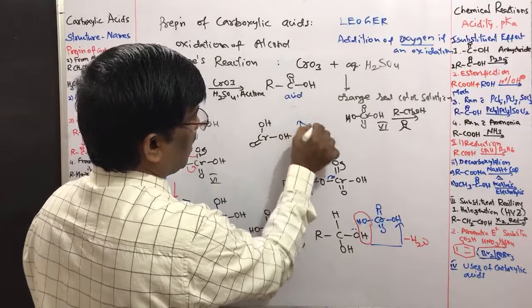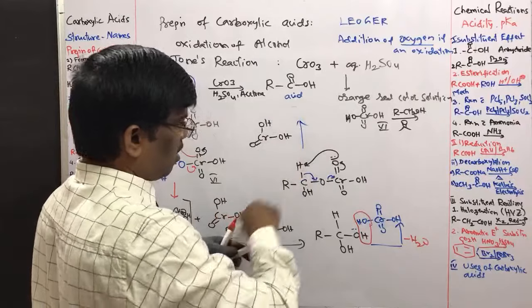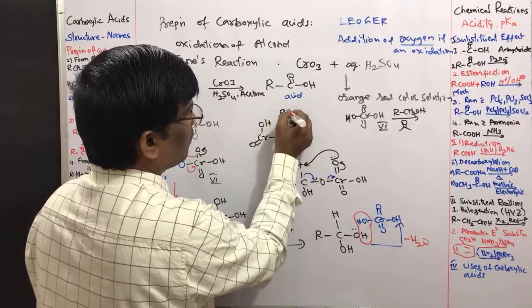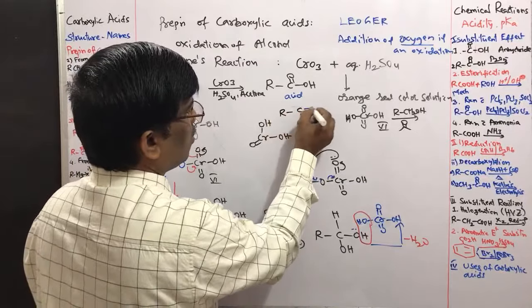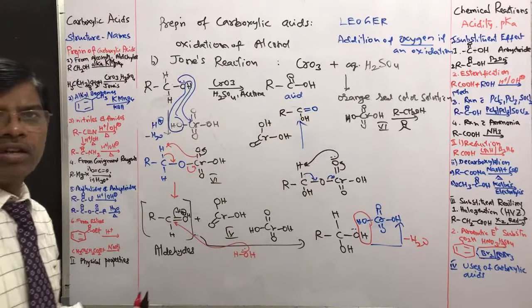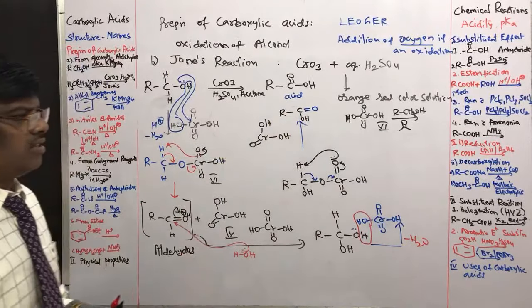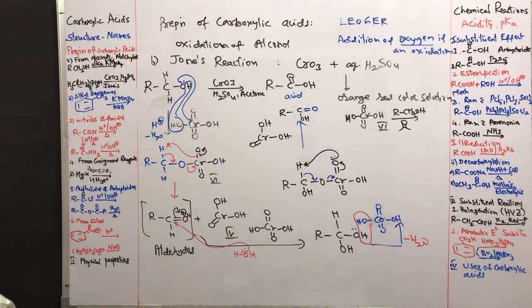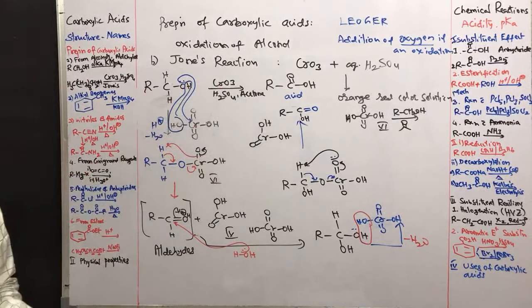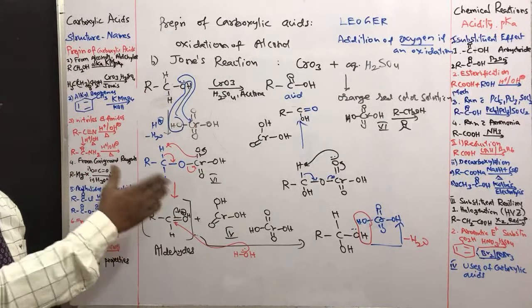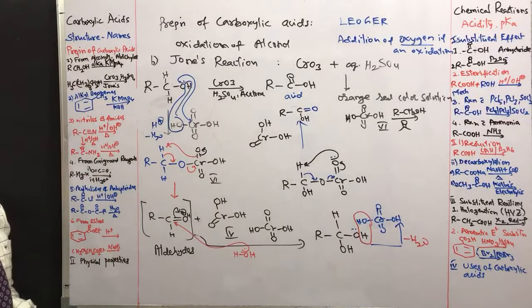For your understanding, I will write R, C, OH is here, and this is double bond O. So this is carboxylic acid you are going to get, students. So this is the mechanism of oxidation of alcohols to carboxylic acids. Primary alcohols give carboxylic acids. If you want, please take the screenshot of this.